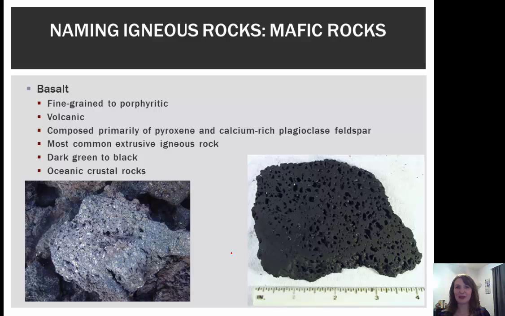Alright, next we have basalt. So we've moved into our mafic rocks. So it's fine grained to occasionally porphyritic. It's volcanic, which means it's extrusive. It's composed mostly of pyroxene and calcium-rich plagioclase feldspar. It's dark green to black, and it is in oceanic crustal rocks.